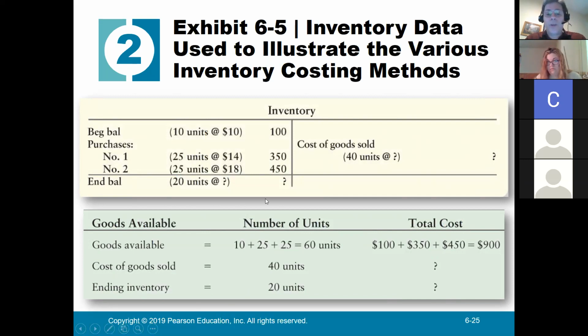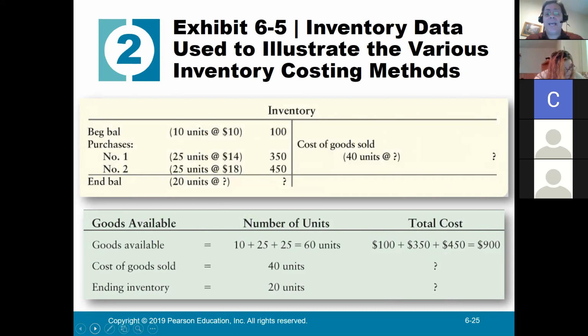So we know that there are 60 units. You started with 10, you bought 50, 25 and 25. You had 60 units you could sell. You sold 40 and you end up with 20. So the number of units and the accounting for the units is the same no matter what assumption you use. If there was a way to know exactly which units were sold, you would use specific identification.